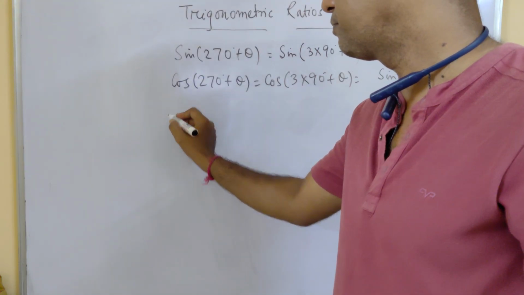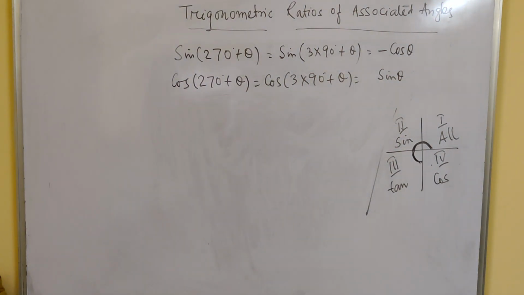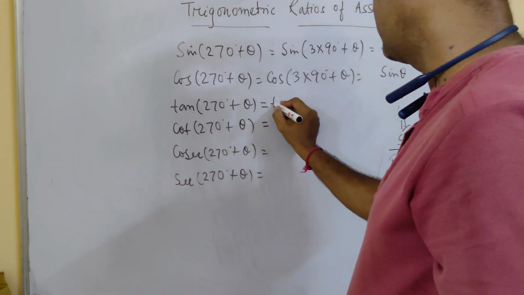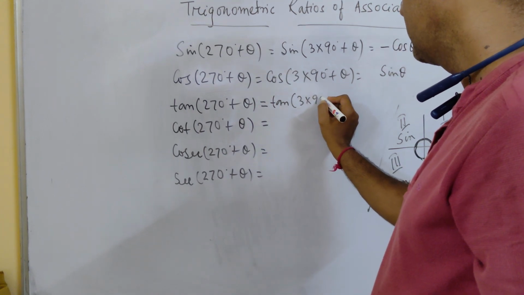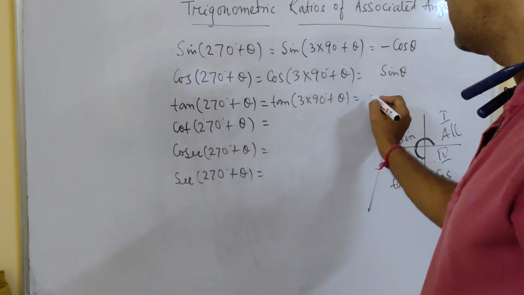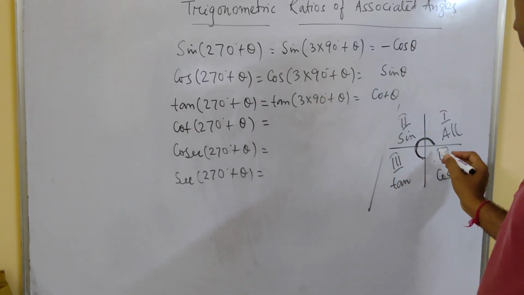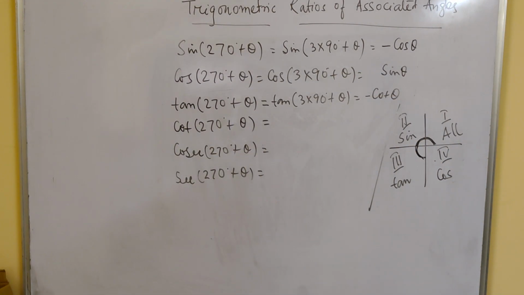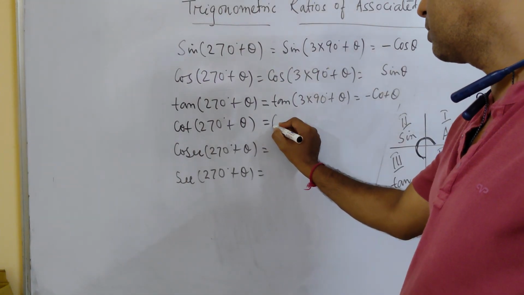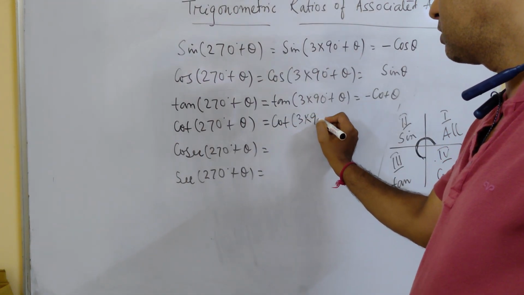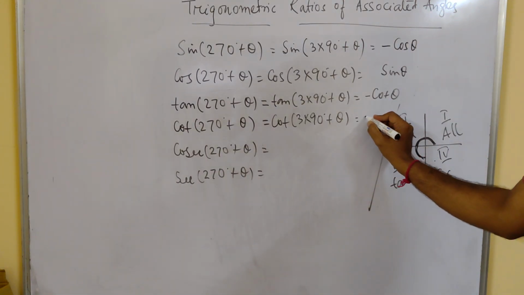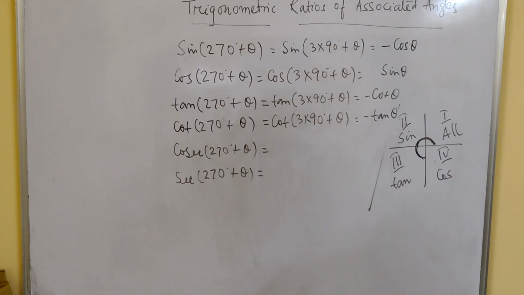Similarly, we may write very quickly. Tan of 270 plus theta, that means tan of 3 into 90 plus theta, so it is cot theta, and in the fourth quadrant it is minus cot theta. Cot of 270 plus theta, we may write cot of 3 into 90 plus theta, so it is minus tan theta.